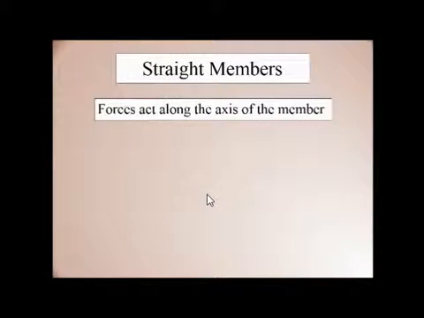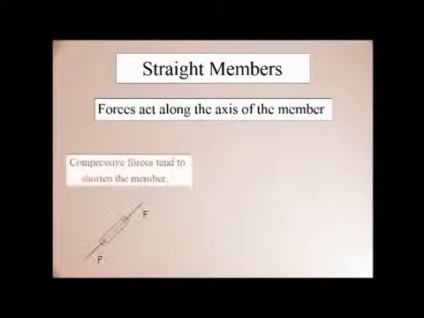Now what are the straight members? That means the force acts along the axis of the member, as I have shown in the last slide. Both of these forces act on the same line of action. In this case these forces are towards each other, that means it is a compressive force which tends to shorten the member. So every time you see such a slab or a bar, you will consider it as a truss member.